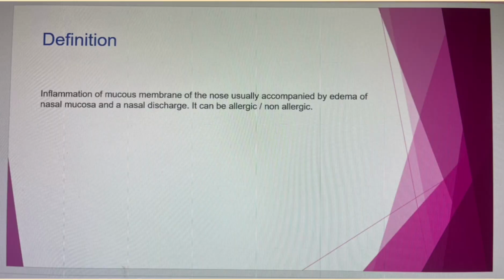Allergic rhinitis is defined as inflammation of the mucous membrane of the nose, usually accompanied by edema of the nasal mucosa and a nasal discharge. It can be allergic or non-allergic. Historically, it was thought to be a disease of the nasal airway alone, but later series found it is a component of a systemic allergic response with other associated conditions such as asthma and atopic dermatitis.